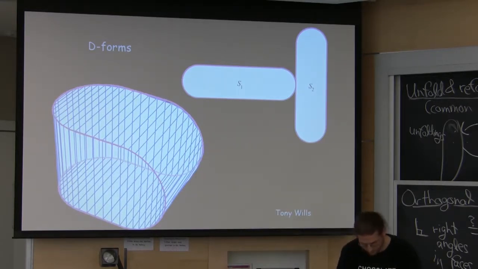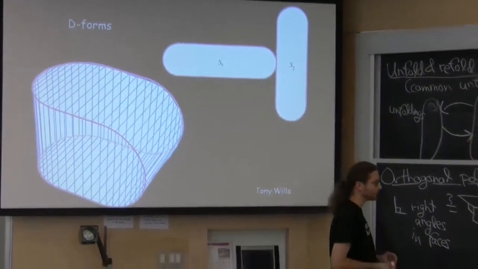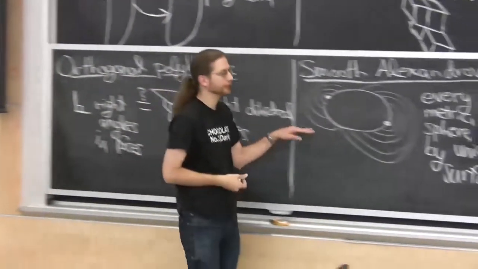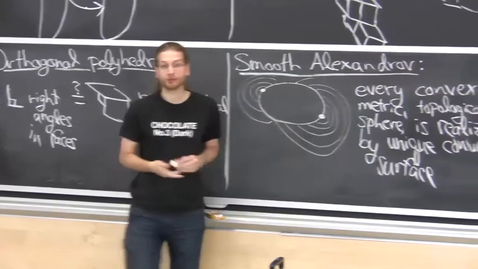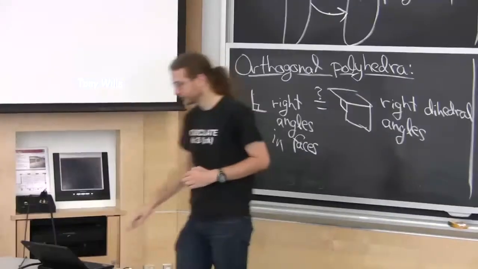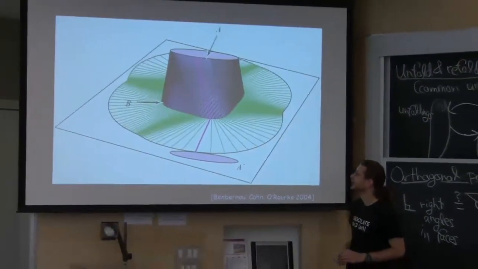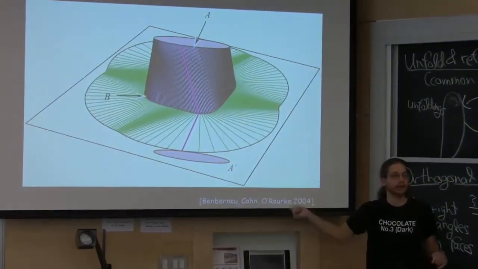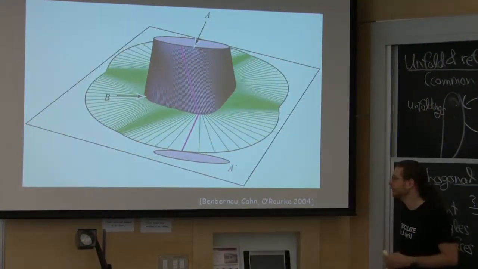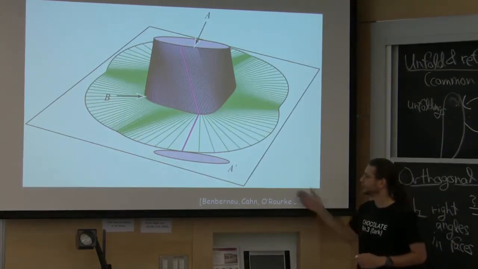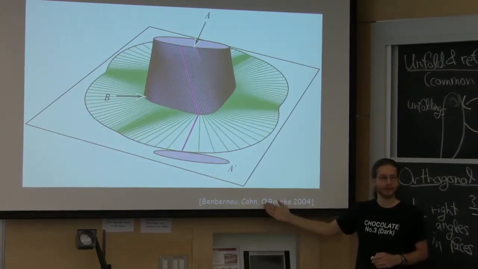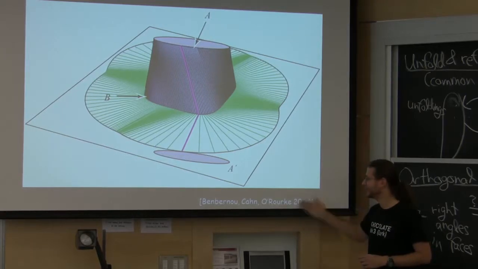This is a smooth version of folding, a smooth version of Alexandrov's theorem. We can also think about smooth versions of unfolding. So here there is exactly one paper by Nadia Benbernou, who's in the front row, and Heather, Patricia Cahn, and Joe O'Rourke.